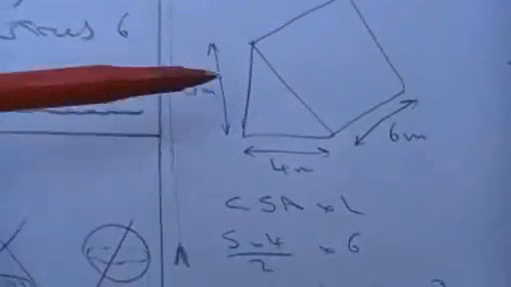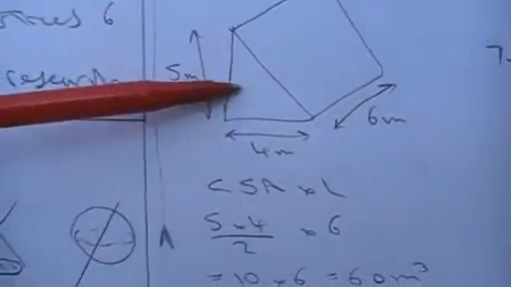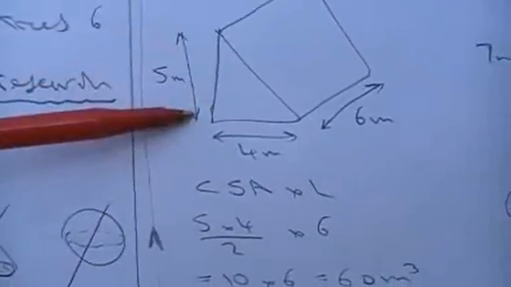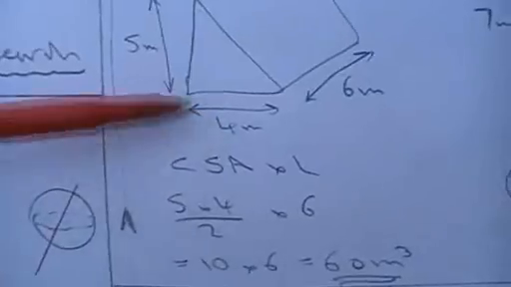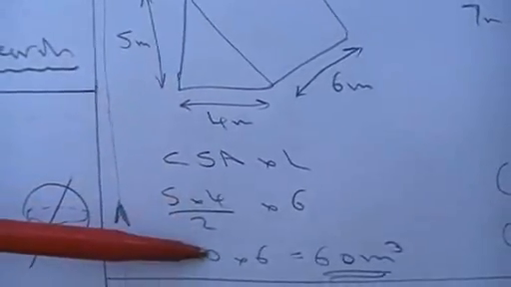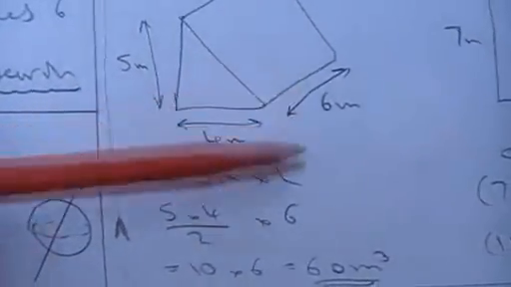We can also do other ones where they don't shade it in for us, so here we've got a triangle. Height is 5, perpendicular height is 5, base is 4. 5 fours are 20, divided by 2 is 10, multiply by length back is 6, you get 60.